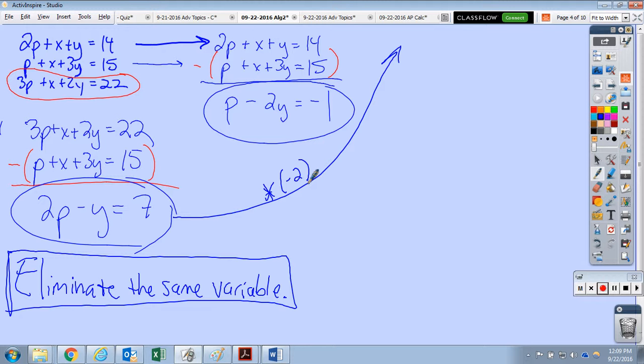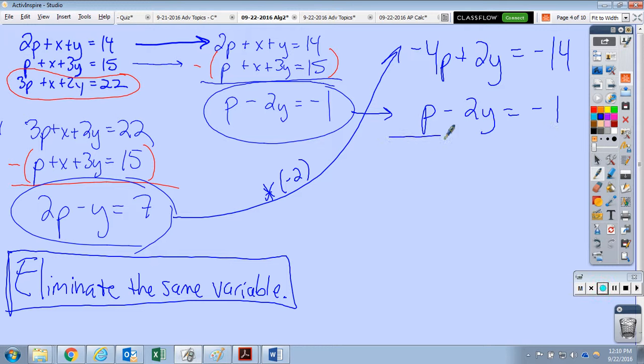Now this is where you have to be careful. Each term is being multiplied. Yep, so you have -4p plus 2y, be careful. Oh, that's already negative. Equals -14. And this guy I can just bring over as he's written. Now I would have p minus 2y is equal to -1.